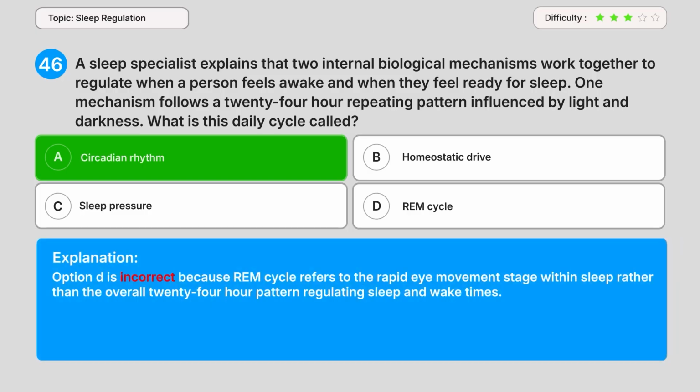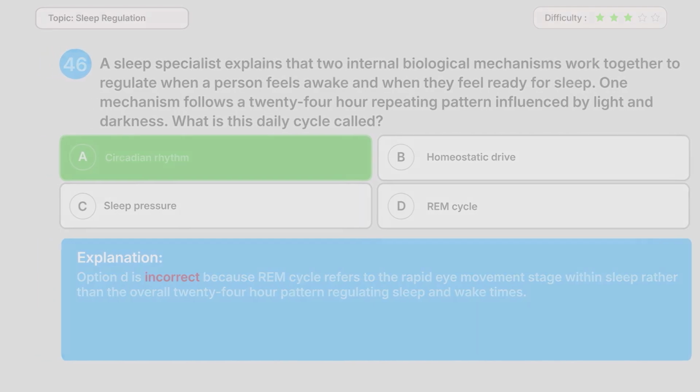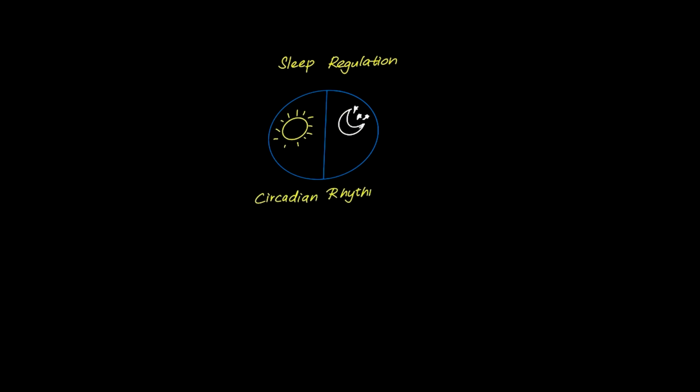Option D is incorrect because REM cycle refers to the rapid eye movement stage within sleep, rather than the overall 24-hour pattern regulating sleep and wake times. Two internal mechanisms regulate sleep and wakefulness. One follows a 24-hour pattern influenced by light and darkness. What's this daily cycle called?